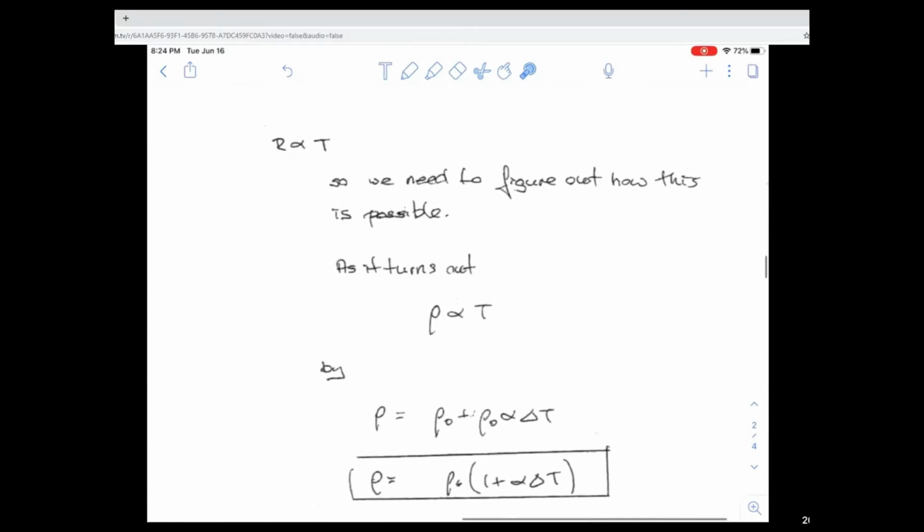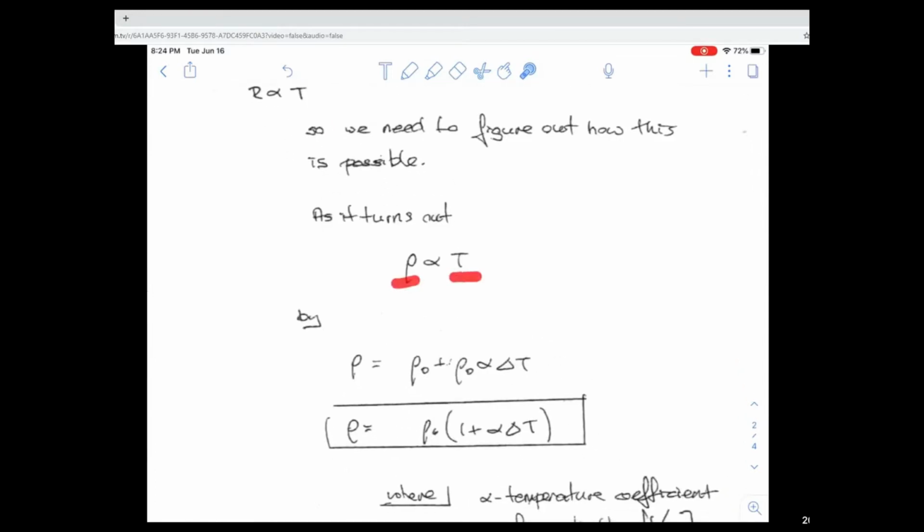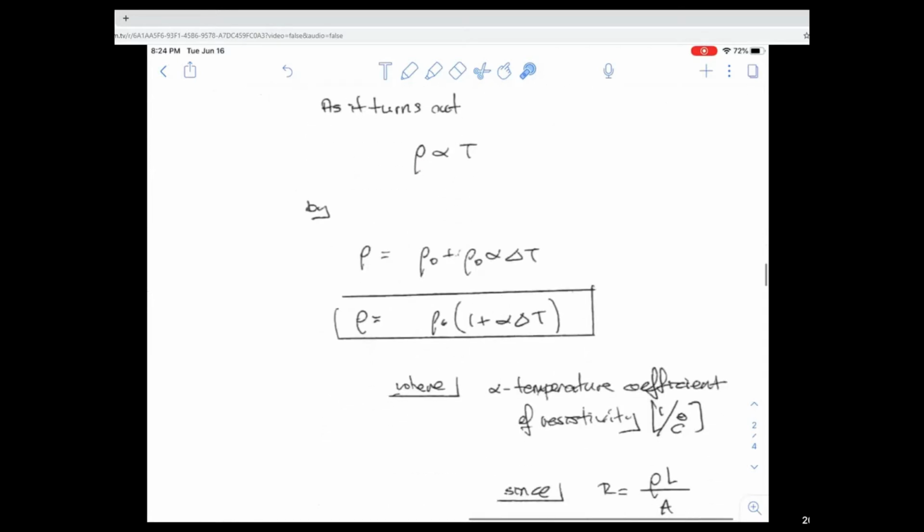All right, so resistance is going to be directly proportional to temperature. The reason is because resistivity is directly proportional to temperature. All right, so with temperature, the resistivity is going to increase. All right, there's an expression. Okay, we'll cycle back to that expression. I don't want to worry about it right now. Something that we will discuss in depth later.